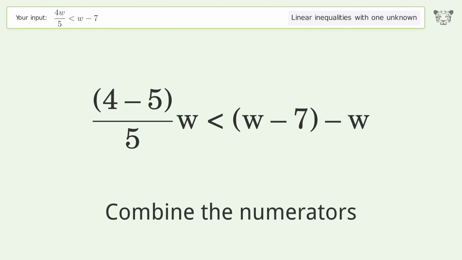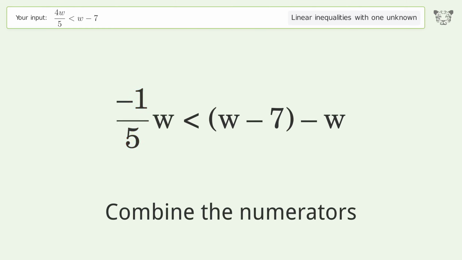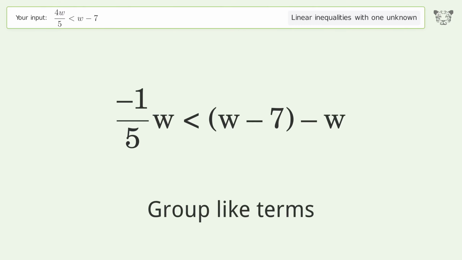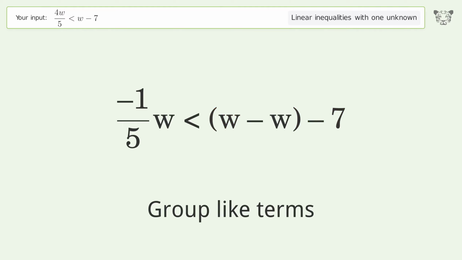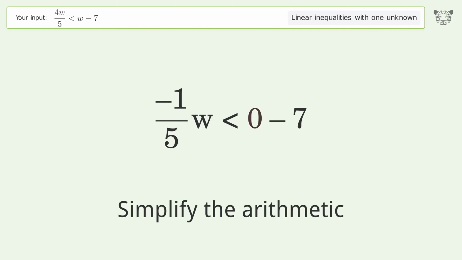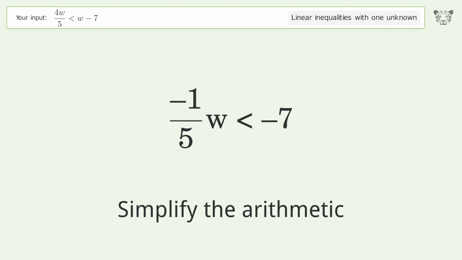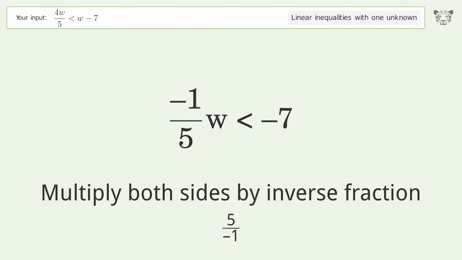Combine the numerators. Group like terms. Simplify the arithmetic. Isolate the w. Multiply both sides by inverse fraction 5 over -1.